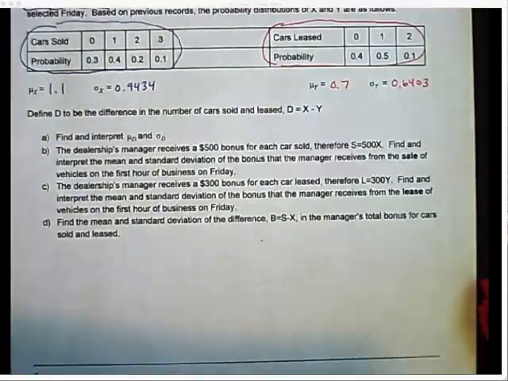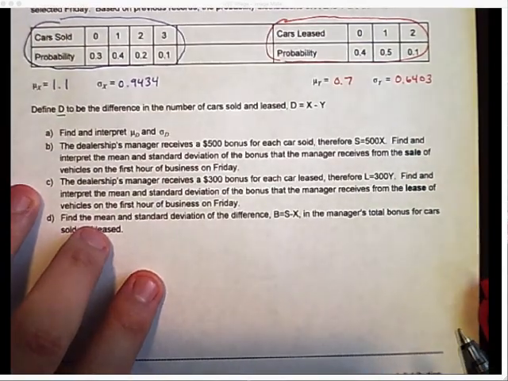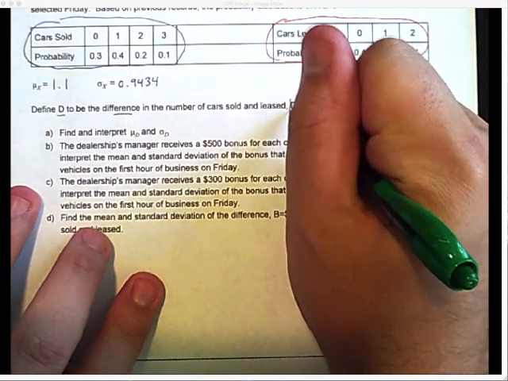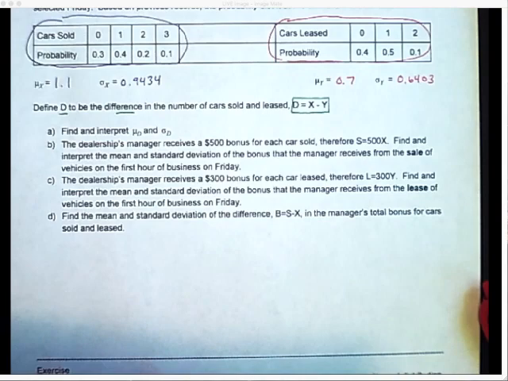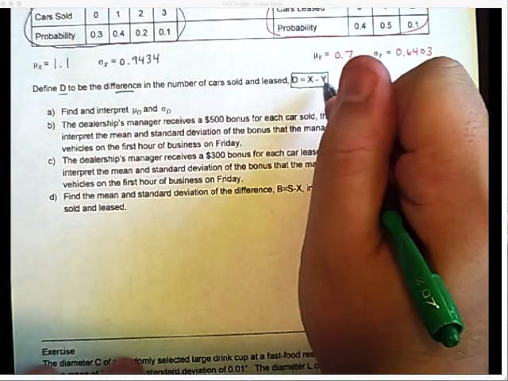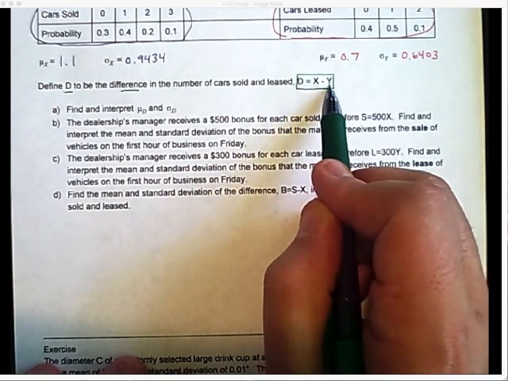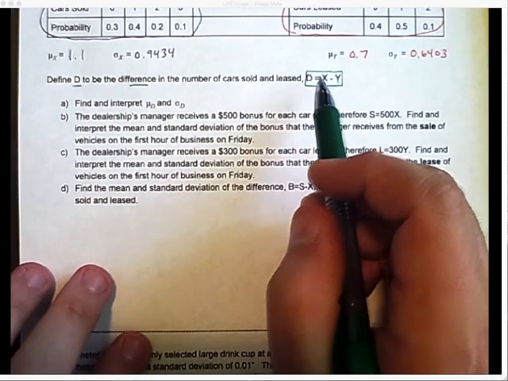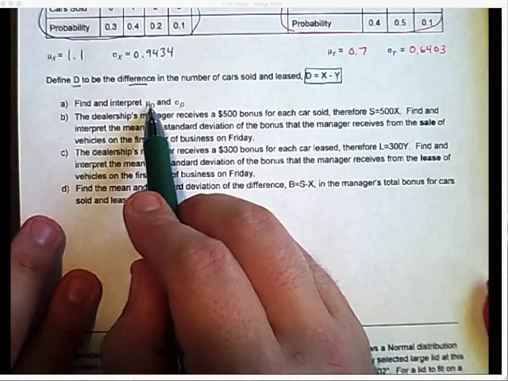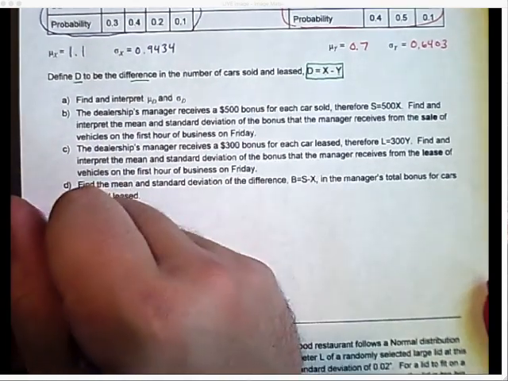So now we're going to have a new variable, which we're going to call D. Define D to be the difference in the number of cars sold and leased. Okay, so it gives me some sort of linear combination. D equals the number of cars sold minus the number of cars leased. So part A, find and interpret mu of D, the mean of the difference, and the standard deviation of the difference. All right, so let's do that.